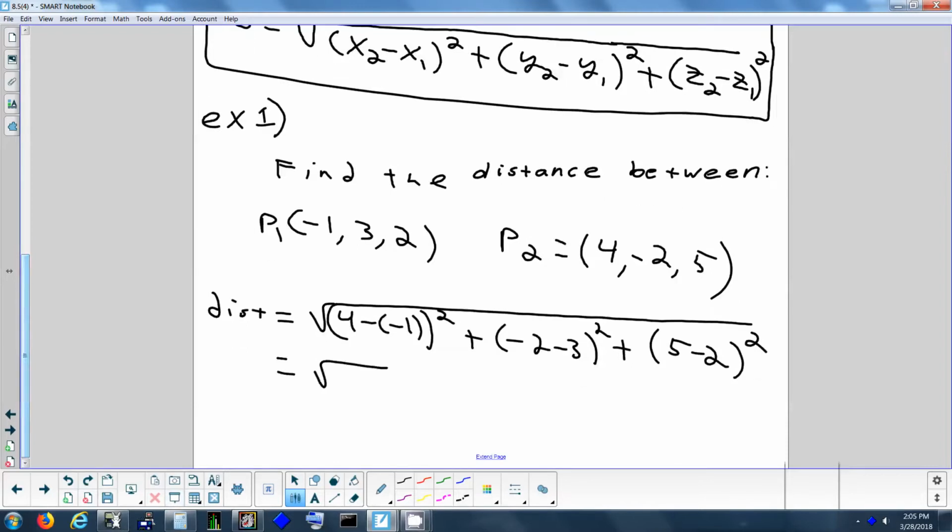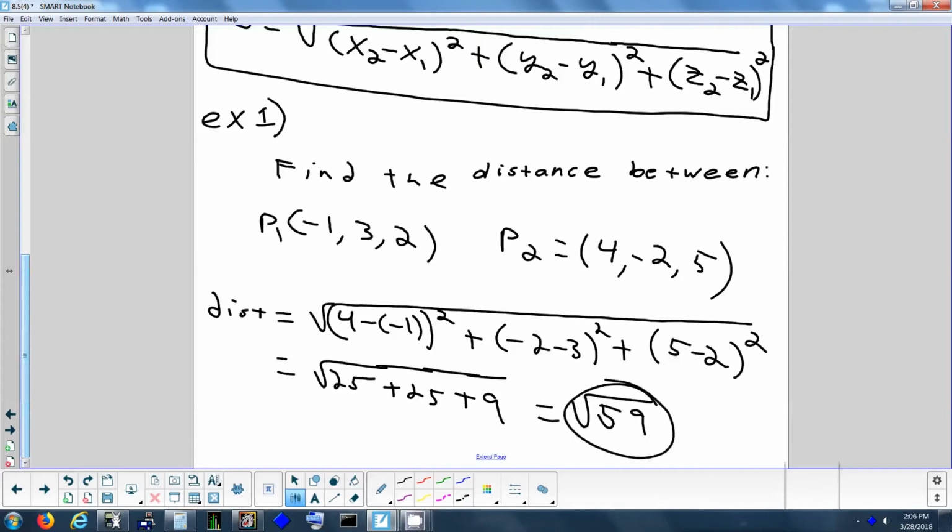We're going to get 4 minus -1 is 5 squared. -2 minus 3 is -5 squared. And 5 minus 2 is 3 squared. So the distance between those 2 points is the square root of 59. Just like you would in 2D, if you can reduce that, go ahead. If not, just leave it.